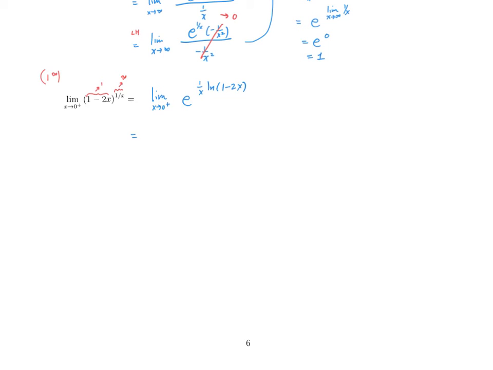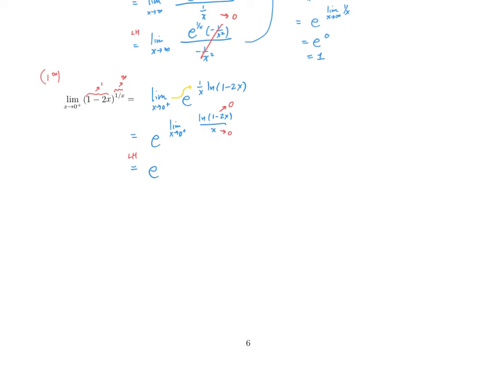Pushing that limit inside the exponential, and note hopefully this procedure is starting to feel a bit more efficient. And just while we're at it, going ahead and rewriting that exponent as a fraction, natural log of 1 minus 2x over x. This works out very nicely. As x goes to 0, the top goes to natural log of 1, which is 0, and the bottom goes to 0. So I'm just going to go ahead and evaluate this all together using L'Hopital's rule.